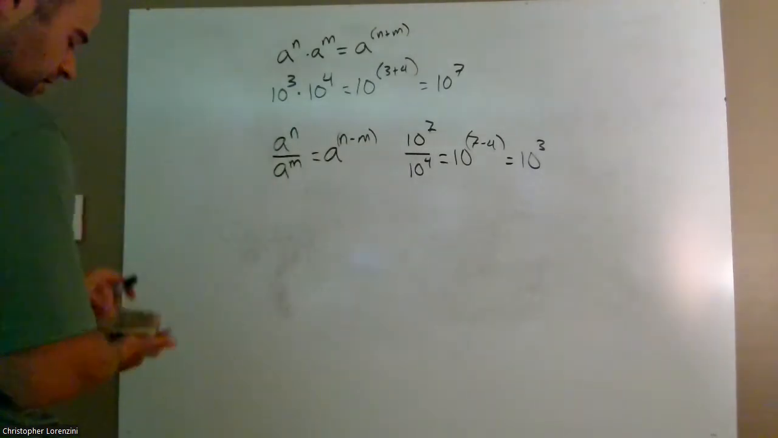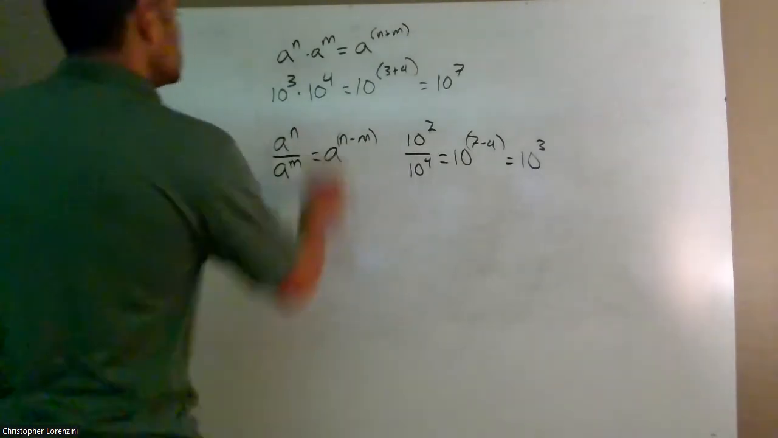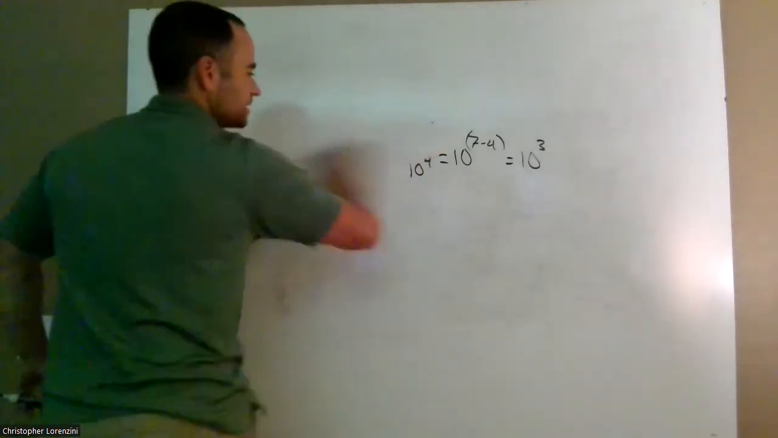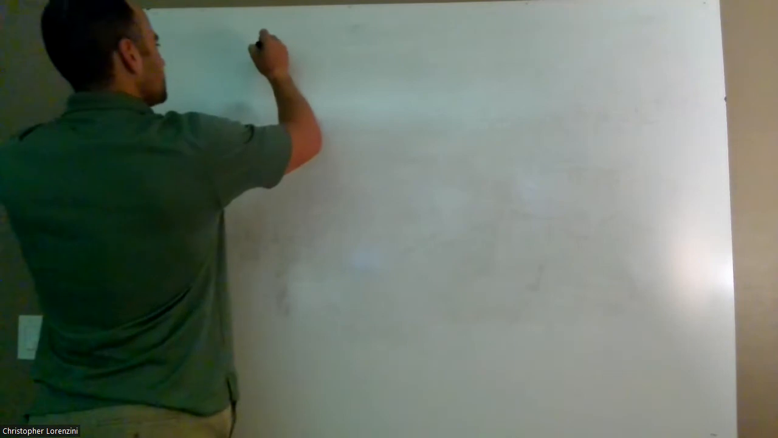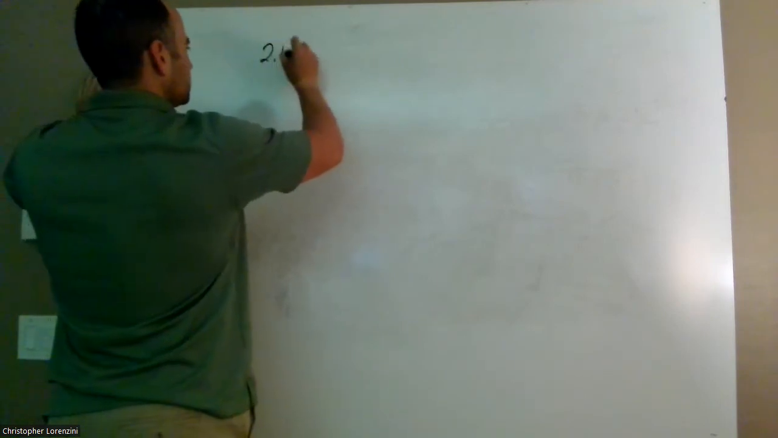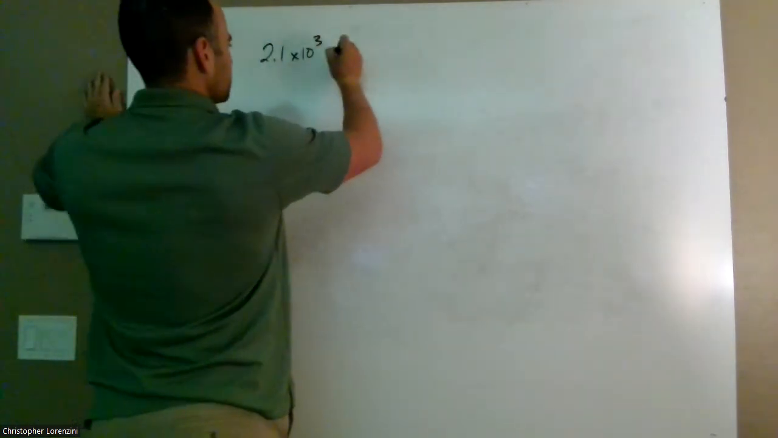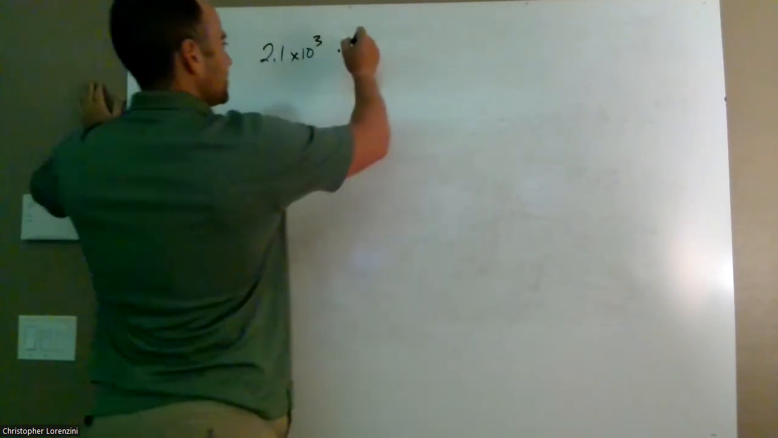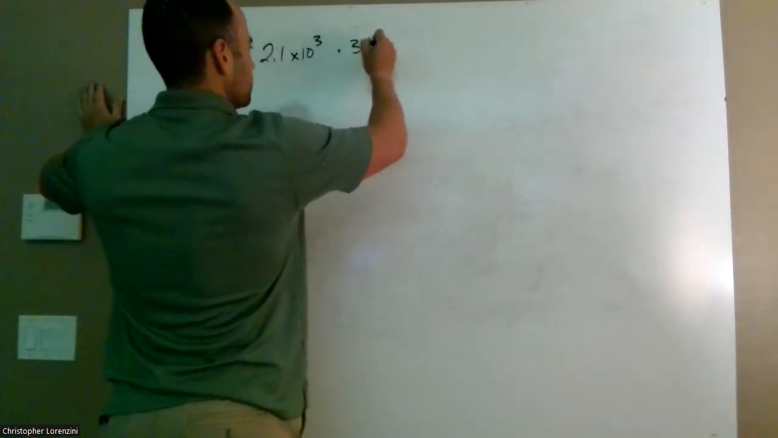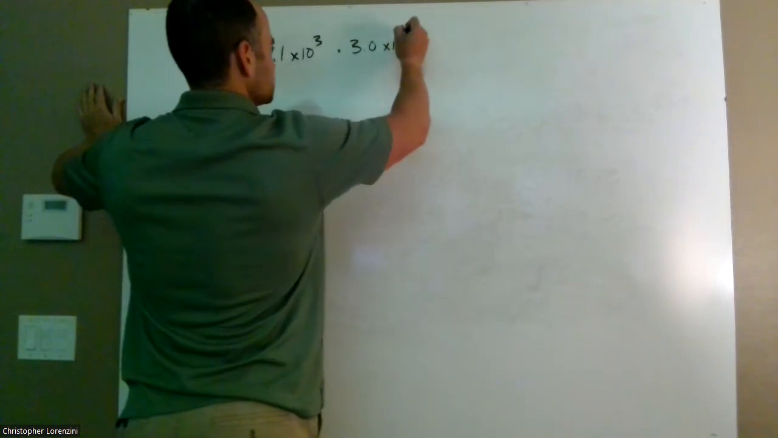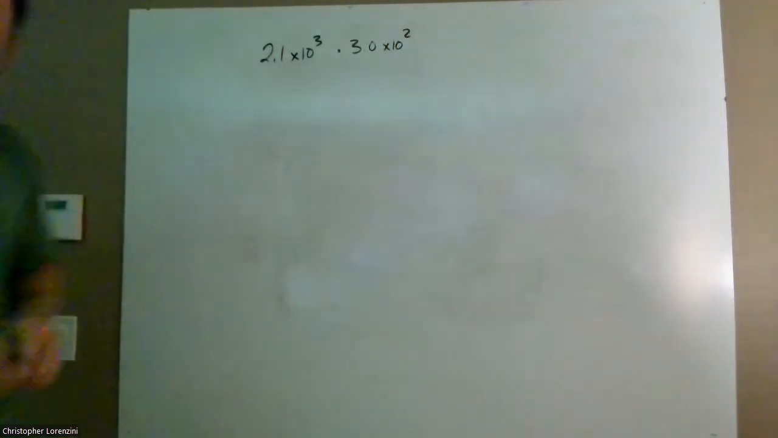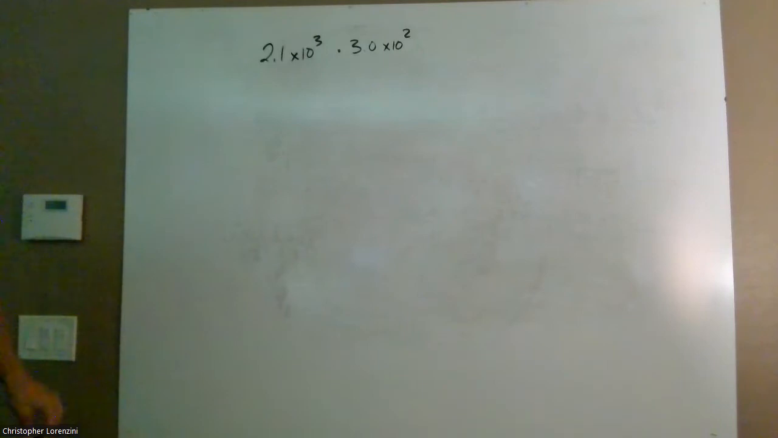So let's do a couple of examples with those types of problems, because there is going to be one little trick we have to pay attention to. We're going to do a couple of simpler examples here. Let's take the number 2.1 times 10 to the 3rd, and we're going to multiply that by 3.0 times 10 to the 2nd power. So we're going to multiply these two numbers together.